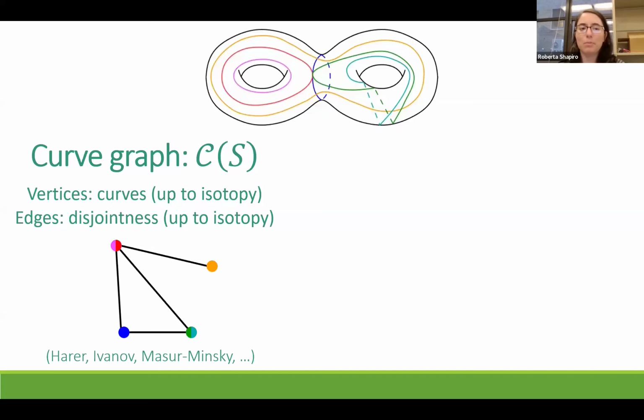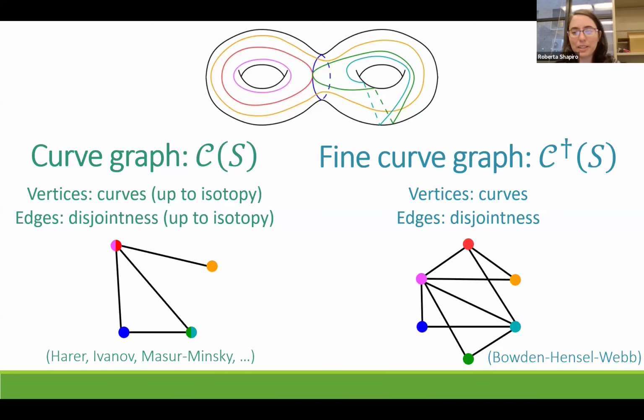But more recently, people have introduced the fine curve graph of a surface, which we denote C-dagger of S. Now vertices, instead of being isotopy classes of essential simple closed curves, are just the essential simple closed curves themselves. And edges, instead of being between isotopy classes that admit disjoint representatives, just connect curves that are disjoint to begin with. So whereas the curve graph is countably infinite and locally countably infinite, the fine curve graph is a lot wilder, because we have an uncountable number of curves on a surface, and each curve has an uncountable number of neighbors.